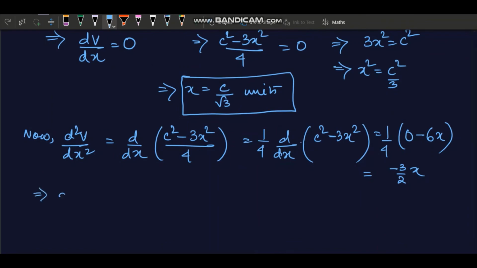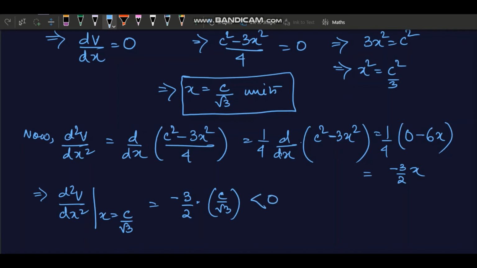So we find out d²V/dx² at x equal to c/√3. So what are we getting? We are getting −3/2 into c/√3, which is clearly negative. And so we can say that the volume is maximum only when x is equal to c/√3 units. Let us now find out the value of h.